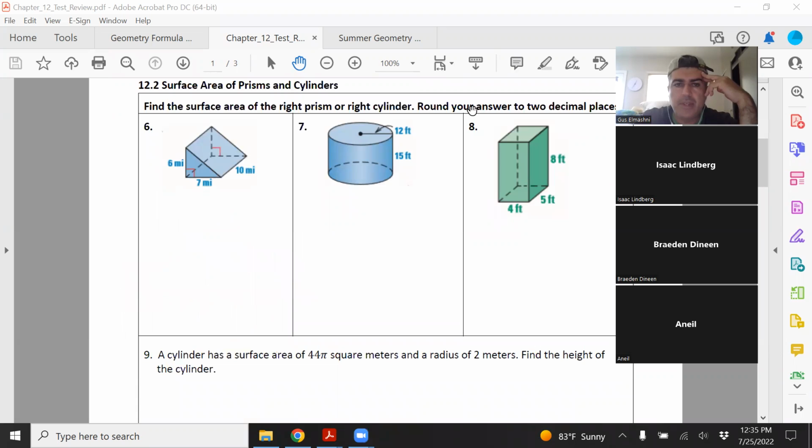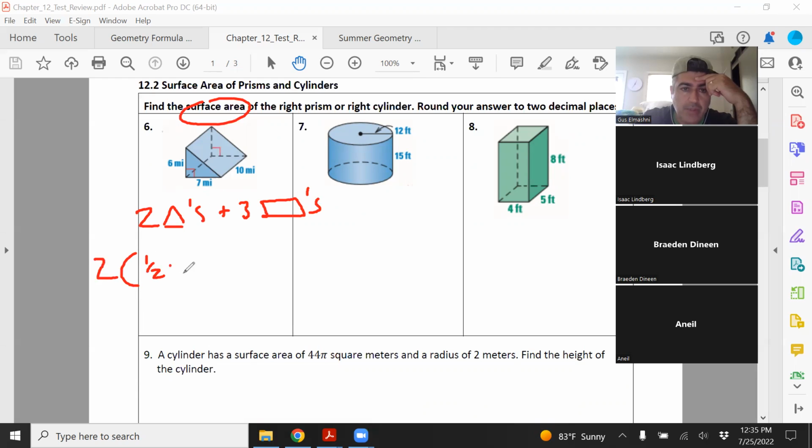For number 6, you have a triangular prism. You have to find the surface area. So you have 2 triangles plus 3 rectangles. Well, triangles are easy. That's just 2 times 1/2 b h. Rectangles, you have 7 times 10. And then you're going to have to use the Pythagorean Theorem to get this side right here. I call it x.